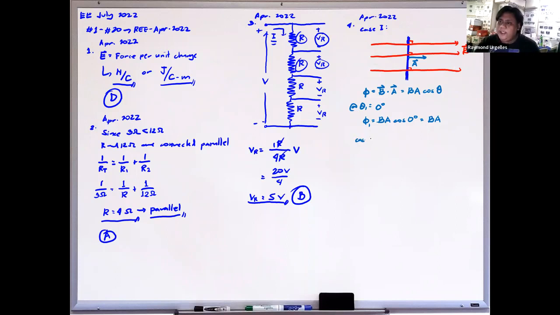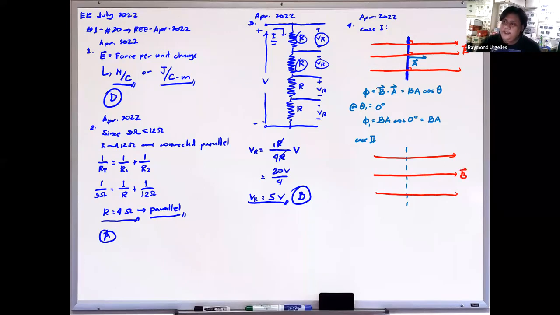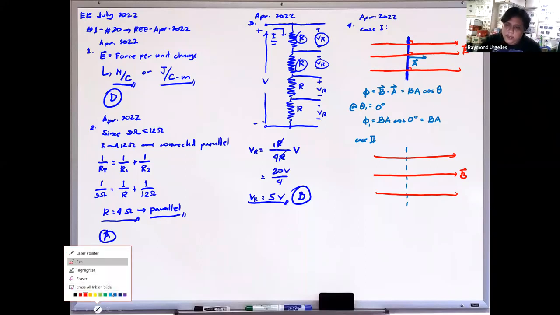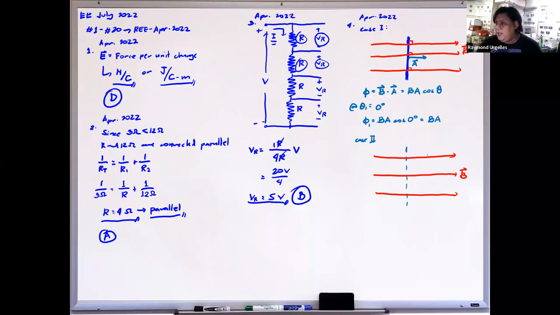For our case number 2, let's say this is the original position of our plane area. Then this is our magnetic field. Note that this is the same magnetic flux density as our original given. But this time, our area is tilted. Let's say this is our area.